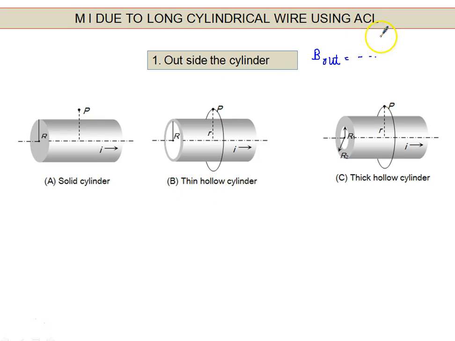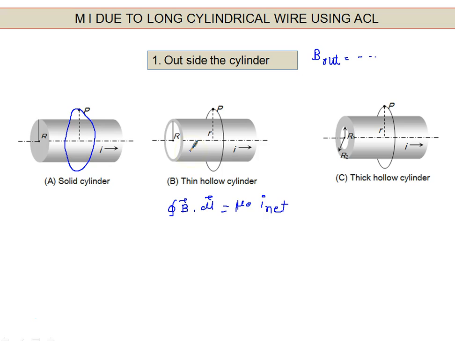So we have to use Ampere's circuital law, and I can write integration B dot dl equal to mu naught times the net current enclosed by that Amperian loop. Here I say this is the Amperian loop. It could not be drawn here. Let us draw. And here it is drawn.